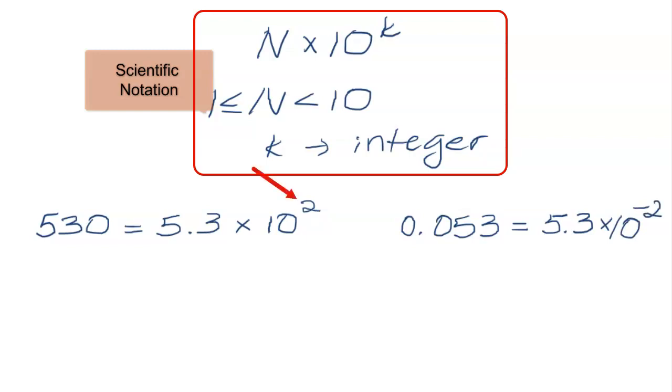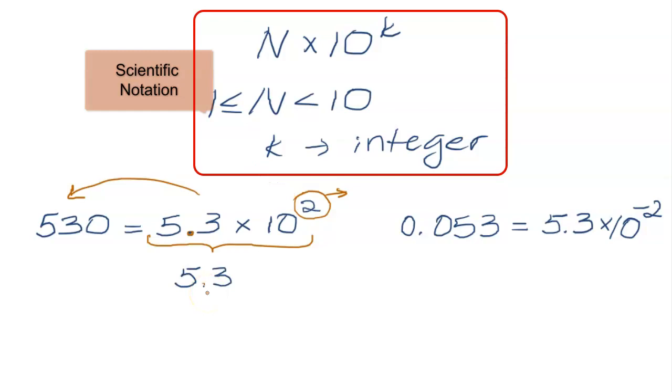So where did I get this power of 2 or power of negative 2? Well, if we convert the scientific notation back to standard notation, we would need to multiply 5.3 times 10 to the second power. Multiplying by a power of 10 means we need to move the decimal point that many times to the right or to the left, depending on the sign of the power. In this case, we will need to move the decimal 2 times to the right, because the power of 10 is positive 2. Let's do that.